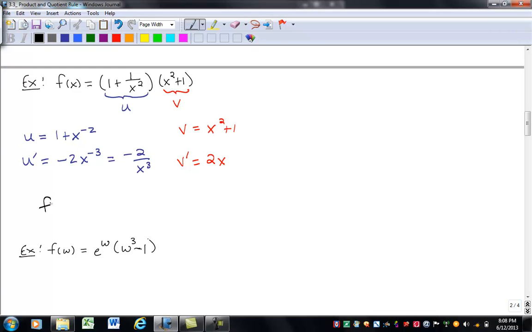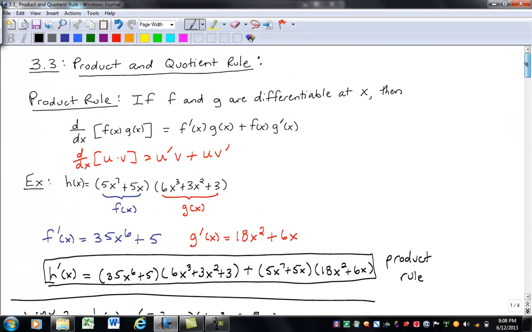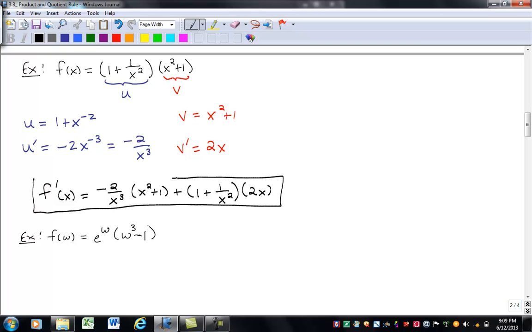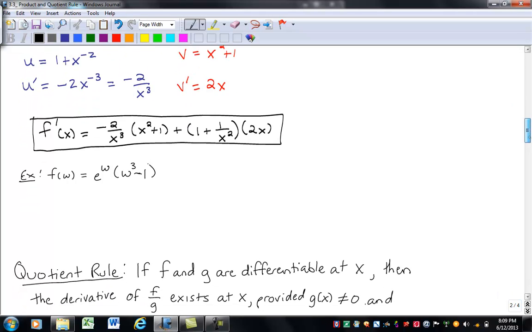So now I can use the product rule to find the derivative of my function. Remember what the product rule says. The product rule says the derivative of the first times the second. The derivative of the first is negative 2 over x cubed times the second, which is x squared plus 1, plus the first, 1 plus 1 over x squared, times the derivative of the second, which is 2x. Again, I'm not concerned about simplification. You just need to be able to identify the functions, find the derivatives, and put them together in the right way.